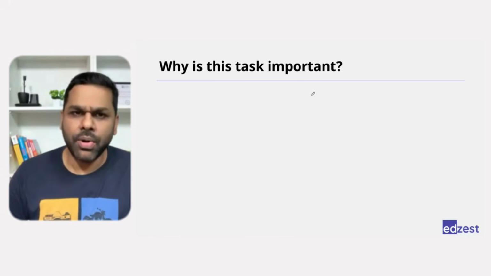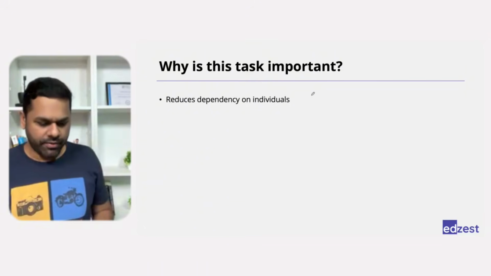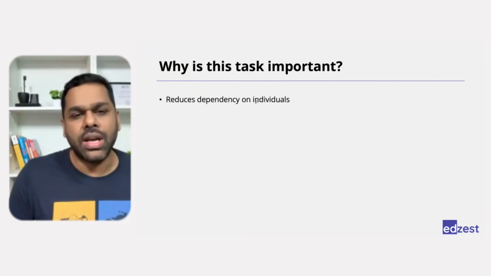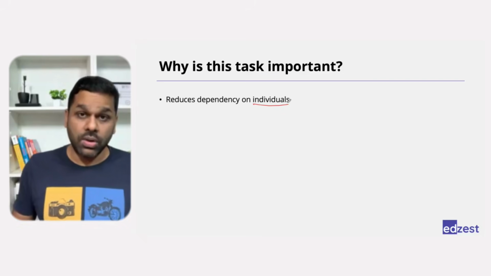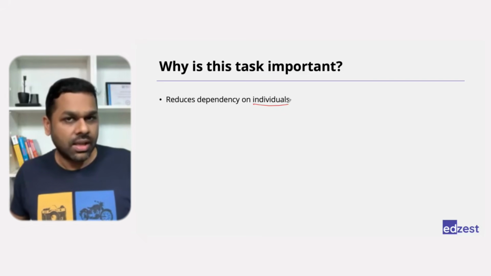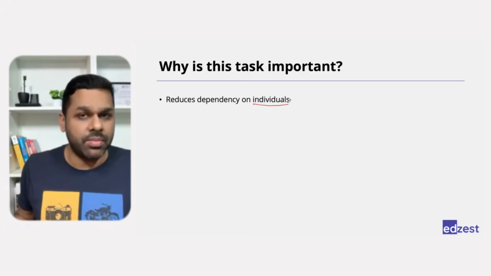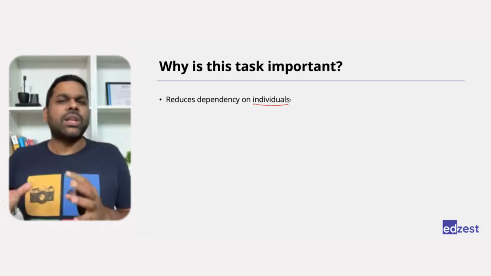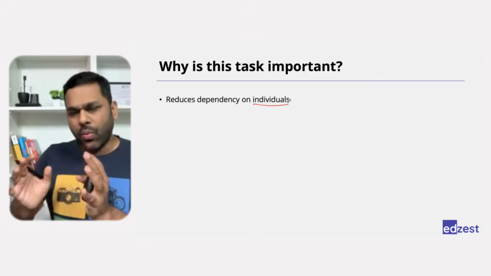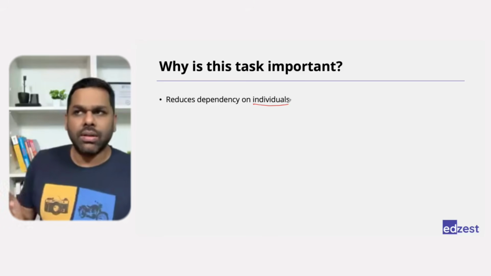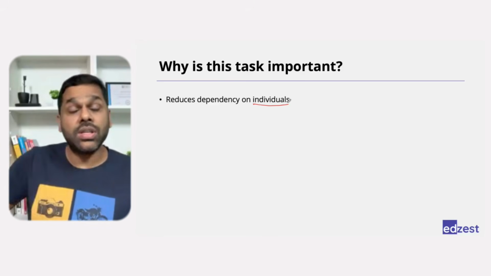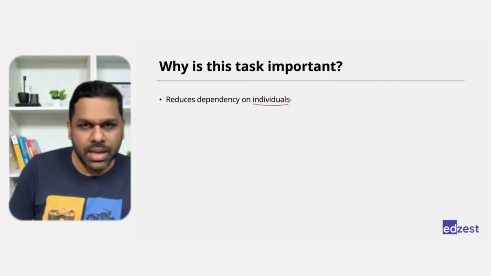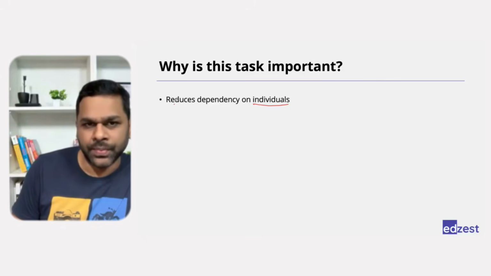Right? So let us try to see some points on why this task is important. First, it reduces dependency on individuals. Right? If there are people who are the only ones who know certain things, and if they are absent, then who will share the information? So you would want to capture certain kind of information with your project so that your dependency on a particular subject matter expert, particular person who has the knowledge reduces. It cannot be eliminated, but it reduces.